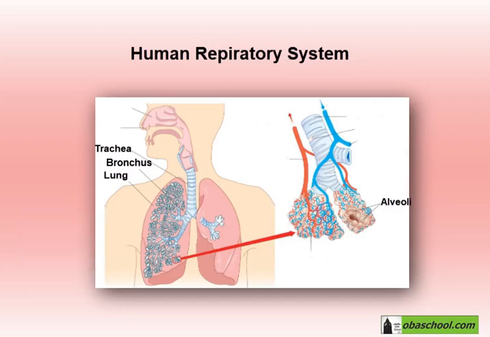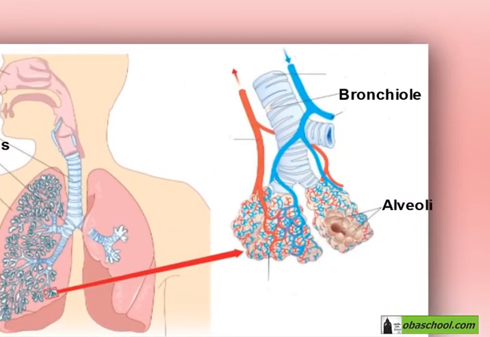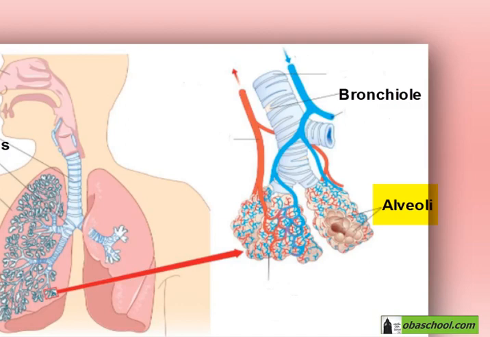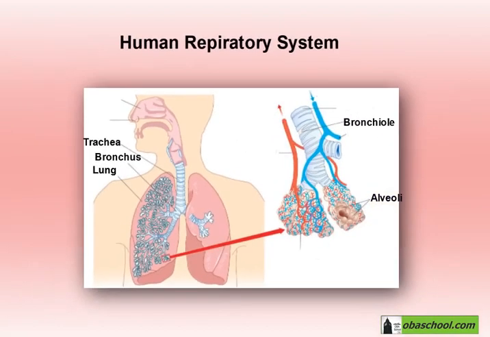These bronchi then branch into bronchioles. They are made of muscle lined with epithelial cells, and this muscle allows them to constrict so that they can control the flow of air in and out of the alveoli. And then we end in the alveoli. So we started with trachea, branching into bronchi, branching into bronchioles, and the bronchioles end in alveoli.